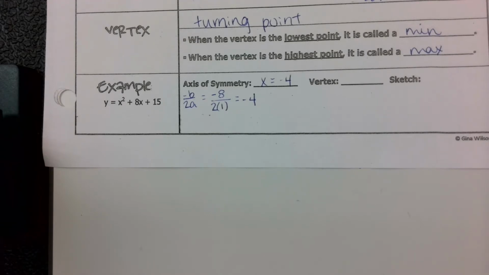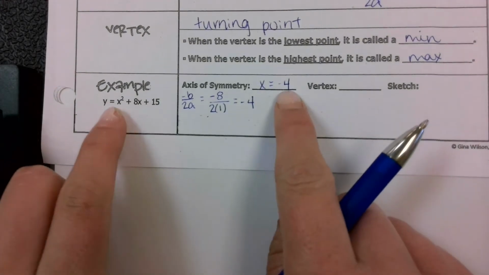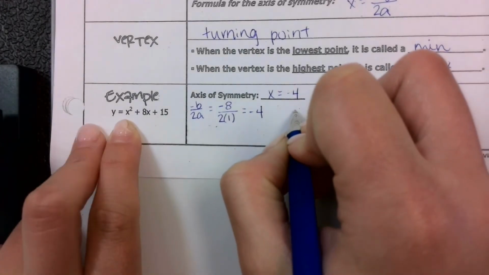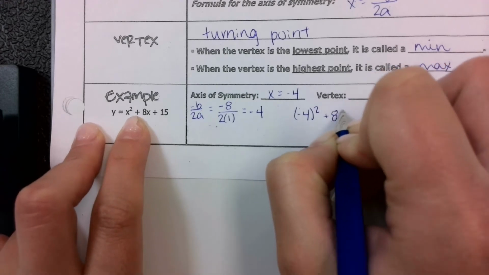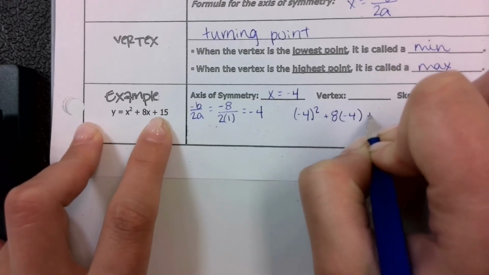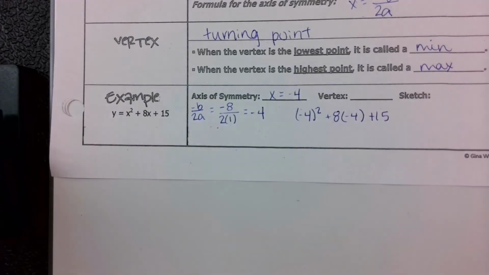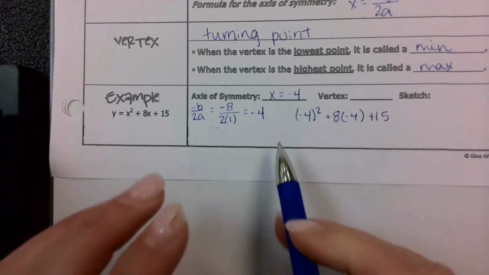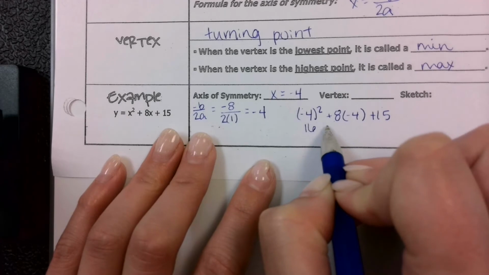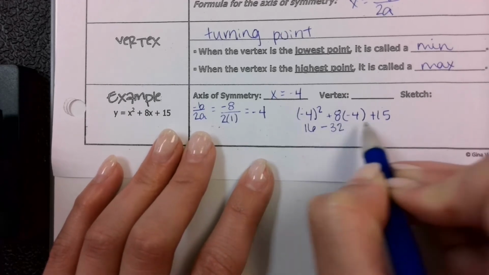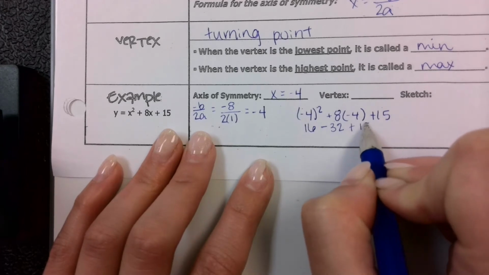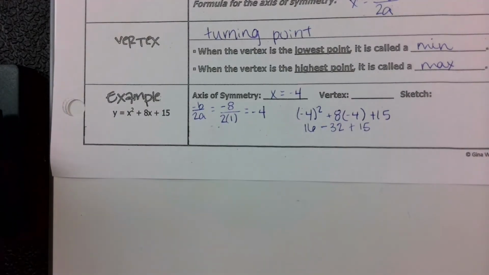Then we need to find our vertex. How do you do that? Plug in negative 4. So we're plugging into our original function they gave us. So we're going to have negative 4 squared plus 8 times negative 4 plus 15. What is negative 4 squared? 16. And what's 8 times negative 4? Negative 32. And plus 15. So 16 minus 32 plus 15, what do you get?